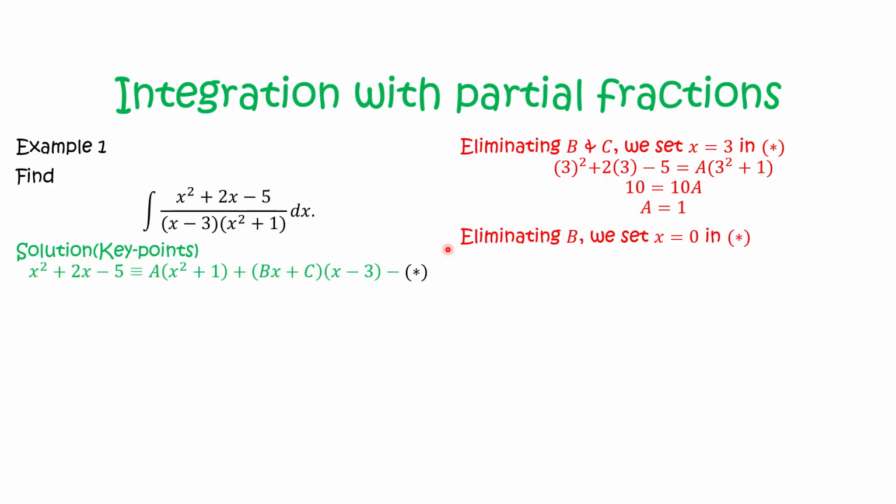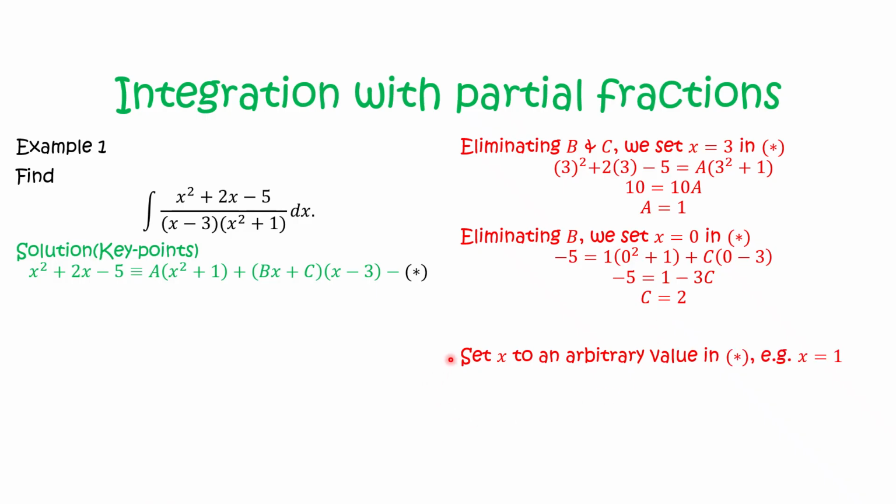We move on to eliminate b by setting x is equal to 0 because x is directly multiplying b, so setting it to 0 eliminates b in identity star. In doing so, we are going to get minus 5 is equal to 1 times 0 squared plus 1 plus c times 0 minus 3. Simplifying that, we would get minus 5 is equal to 1 minus 3c, meaning that our answer then becomes c is equal to 2.